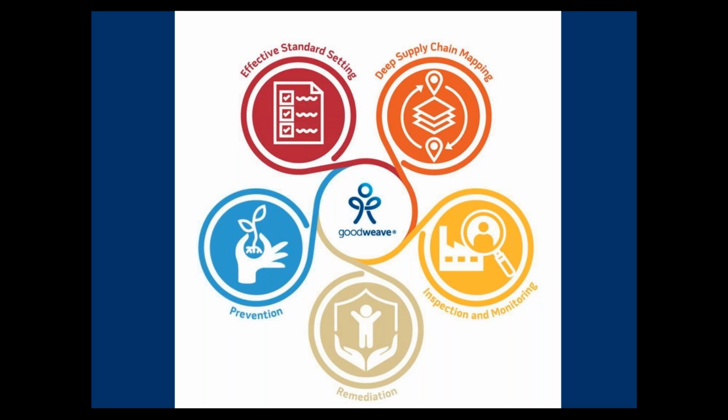The diagram you see on the screen shows the modules that make up the training, starting with effective standard setting at the top and moving to the right to deep supply chain mapping, then focused inspection and monitoring, child labor remediation, and finally preventative measures against child labor. Together, all parts make up a strong and holistic approach to identification and remediation of child labor in supply chains beyond just the Tier 1 factories and throughout all parts of the supply chain.